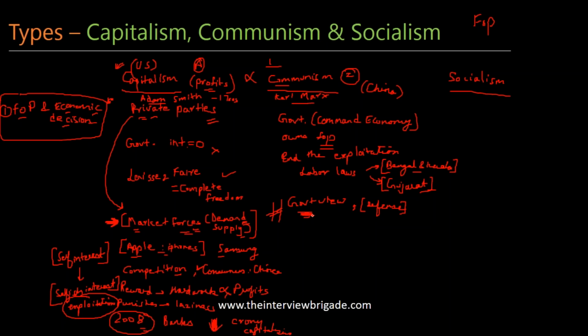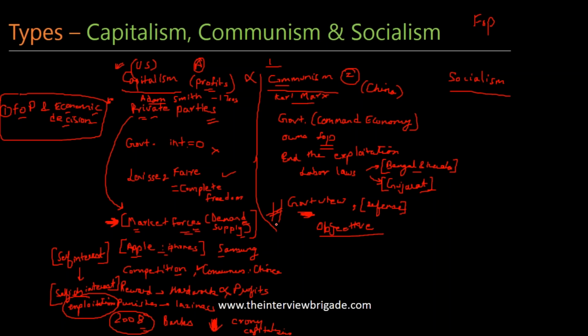But in a command economy, in a communist economy, if the government says something with respect to economic decisions, the private parties have to follow that. They don't have a say in economic decisions. Now, what's the objective of this? So as we saw, in an economic system, the private parties should have the right to make profits. But then why did communism come into the picture?